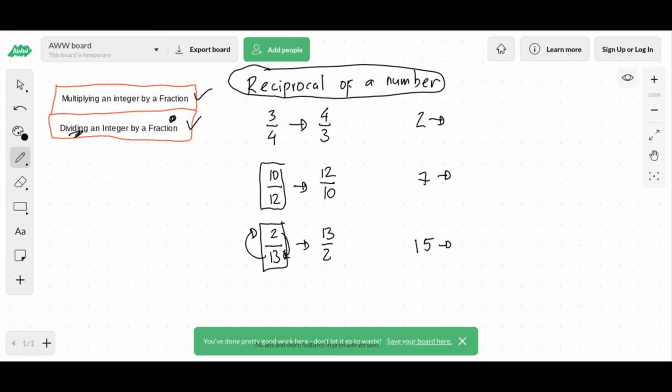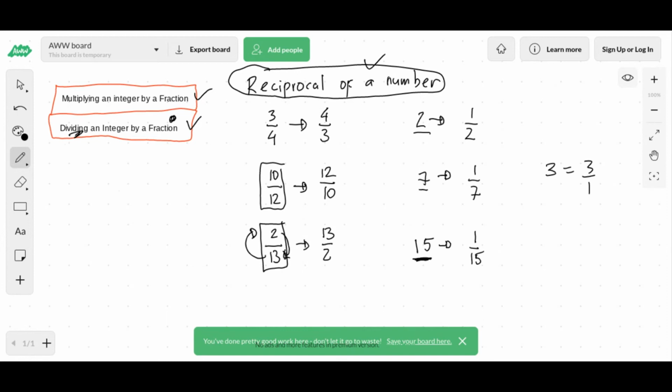Now, how about a whole number? The reciprocal of 2 will be 1 over 2. The reciprocal of 7 will be 1 over 7. The reciprocal of 15 will be 1 over 15. So if the number is an integer, it's always becoming 1 over that integer. Because if you remember, you can write 3 as 3 over 1. So this is an important concept. So let's see why we learn this one to learn dividing an integer by a fraction.